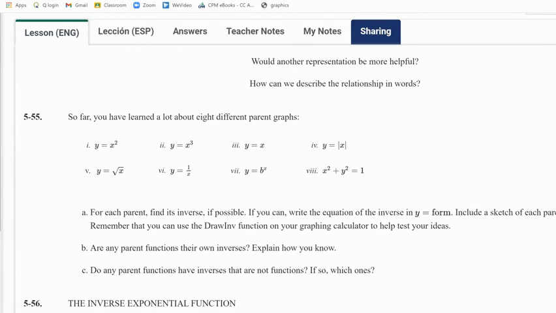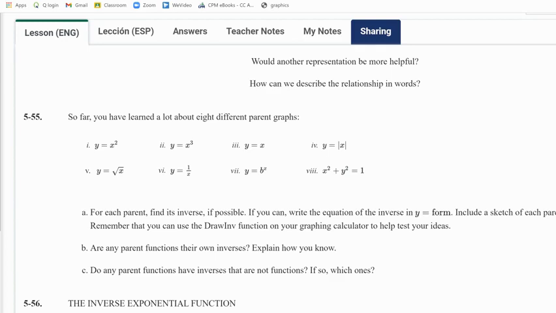So remember to find the inverse. In this case, y is already switched from f of x. So all you would do is solve for x and then switch x and y. You're going to find the inverse, write the equation in y equals form, and then sketch the parent function as well as the inverse function. I would recommend using 2 different colors, or maybe do the parent function in a solid line and then the inverse function in a dashed line.